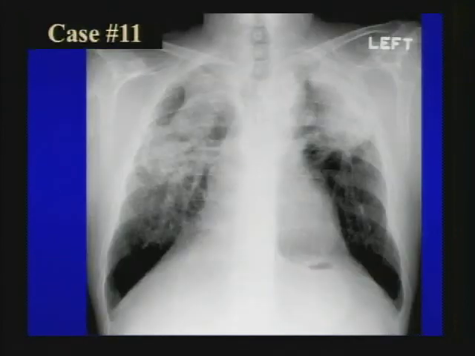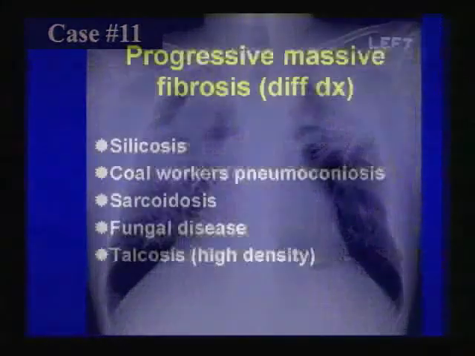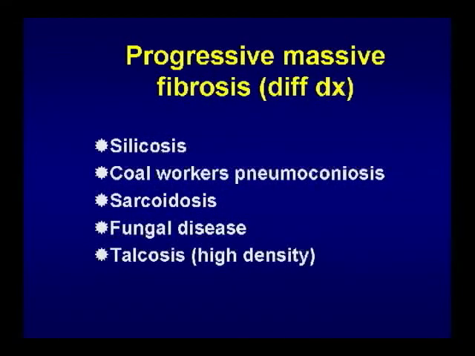Okay, another Aunt Minnie of sorts. What's this? Pattern is progressive massive fibrosis. You have these round masses, symmetric in the upper lobes, a lot of architectural distortion. I call it Aunt Minnie because some people call it the Minnie Mouse sign or the Mickey Mouse sign. You've got the ears above the head, all right? Classically described with silicosis, but that's actually a very rare disease these days.